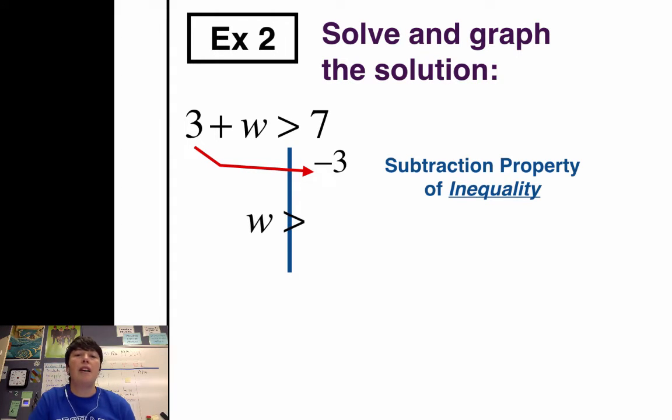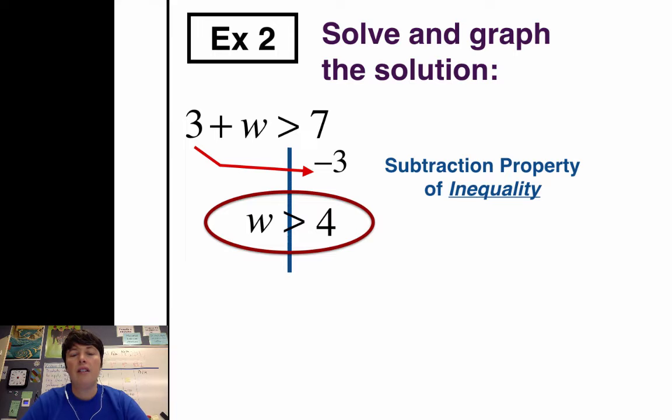My w is by itself. So w is now greater than 7 take away 3, basically. And 7 take away 3 is 4. So there's our solution. w is greater than 4. I'm going to circle it. Right on. Now, moving on to my graph.